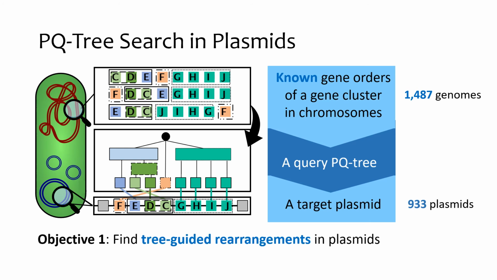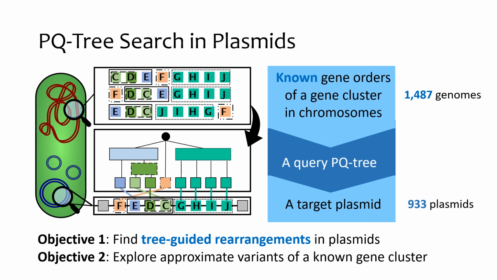The first was to find tree-guided rearrangements in plasmids. These are gene orders in plasmids that are represented by the picture tree but did not appear in the chromosomes. The second objective was to explore the different variants of a known gene cluster. In this case, we allowed each variant to differ from the original gene cluster by substitutions, insertions, and deletions, in addition to the possible gene rearrangements.